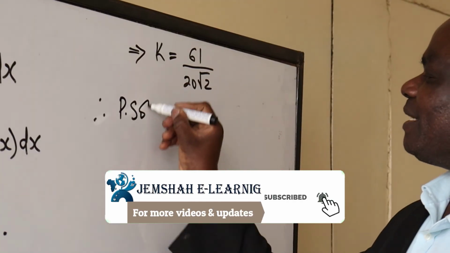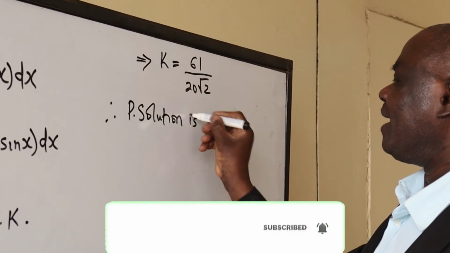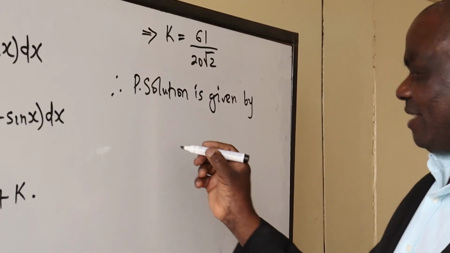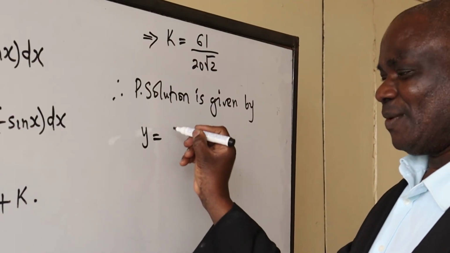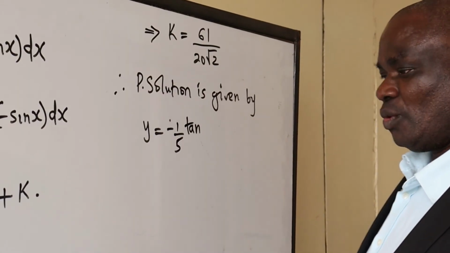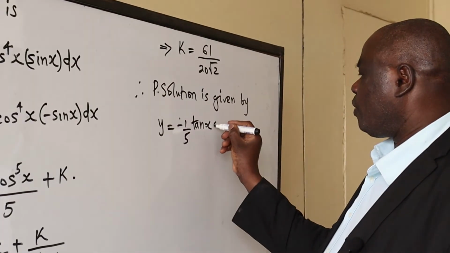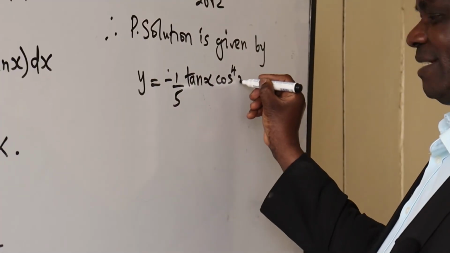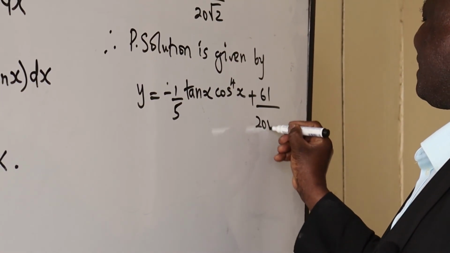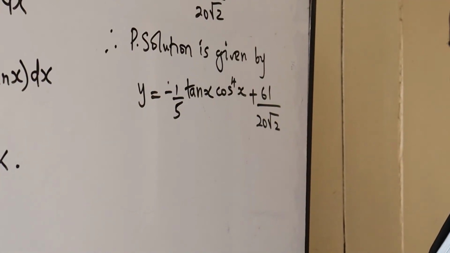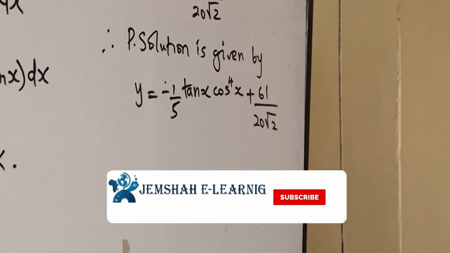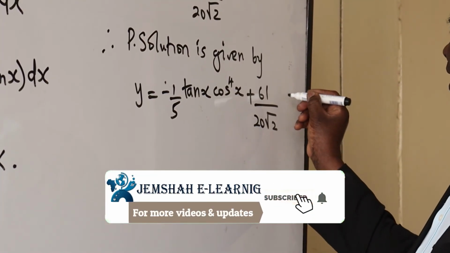the particular solution is given by y is equal to negative 1 all over 5 tan x cos to power 4 x plus 61 all over 20 root 2 cosec x.